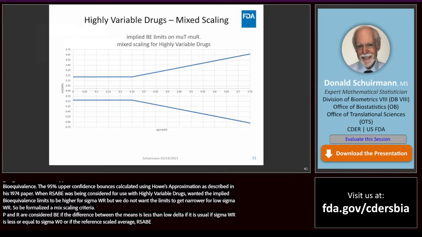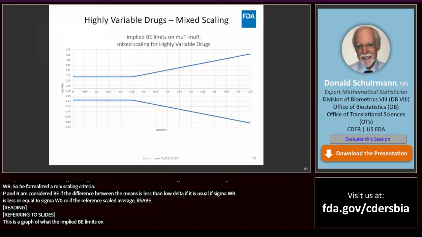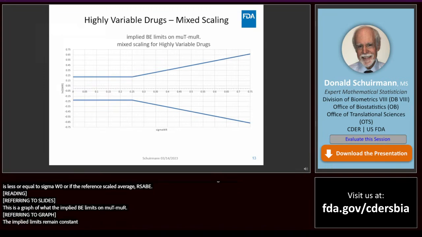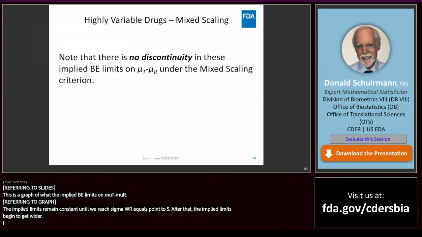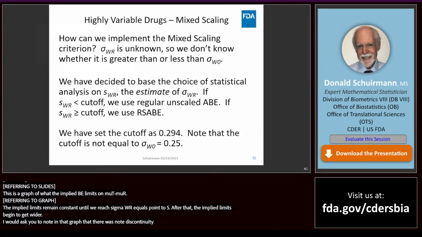And this is a graph of what the implied limits on mu T minus mu R look like under this mixed scaling. We have sigma WR on the horizontal axis and the log of the geometric mean ratio on the vertical axis, and the implied limits remain constant at log 0.8 to log 1.25 until we reach sigma WR equals 0.25. After that, the implied limits begin to get wider. And I would ask you to note that in that graph, there was no discontinuity in those implied bioequivalence limits.